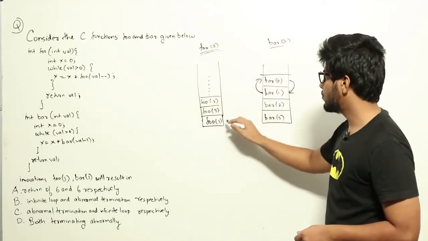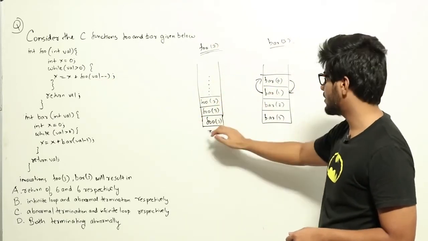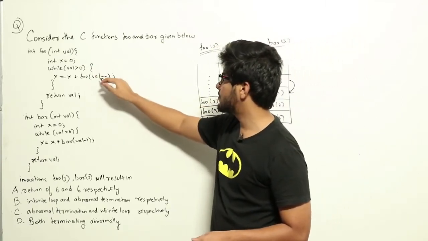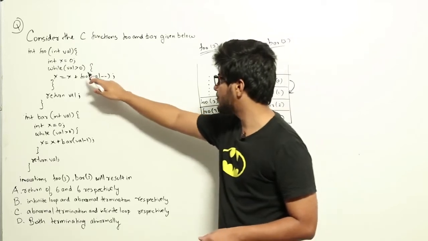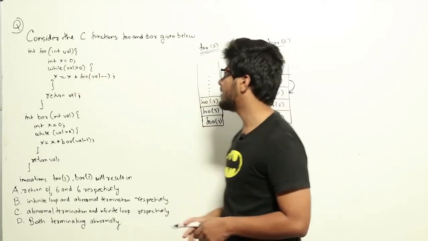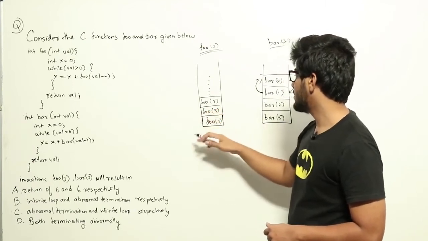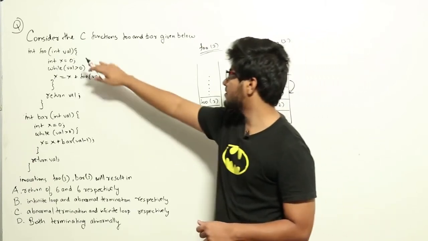That is, we started with foo of 3. This is the stack I have shown here. We call foo of 3, and then inside this we are calling foo of 3 again, and only after calling foo of 3 we are decrementing the value of val to 2. So we'll be calling foo of 3 again. Now that is the same thing happening again. Foo of 3 is called again.